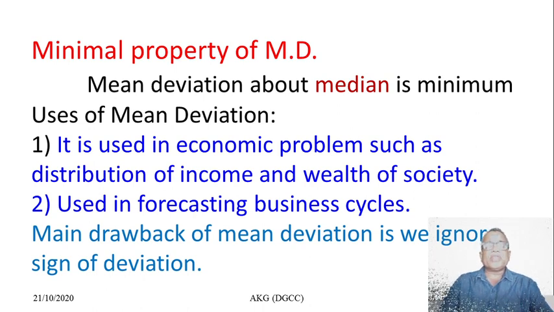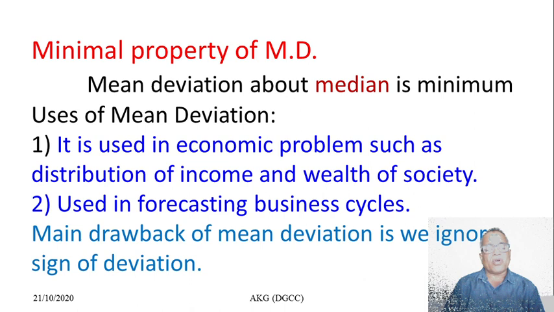And what are the uses of mean deviation? It is used in economic problems such as the distribution of income and wealth of society. It is used in forecasting business cycles. So these are the uses. Actually, mean deviation is not used widely. It is used in some cases like these economics problems or in forecasting of the business cycle and so on.